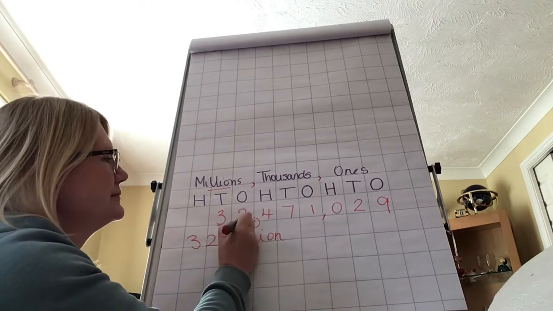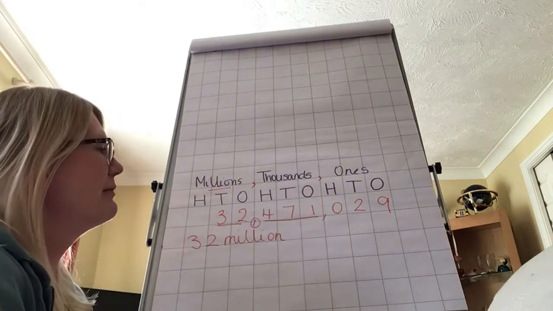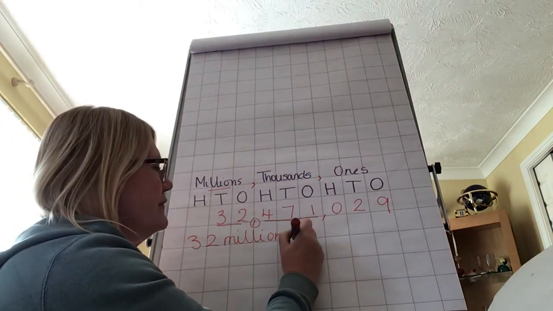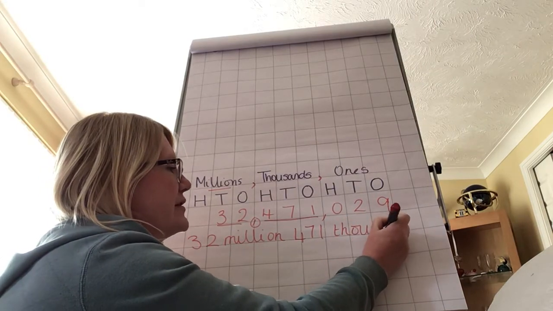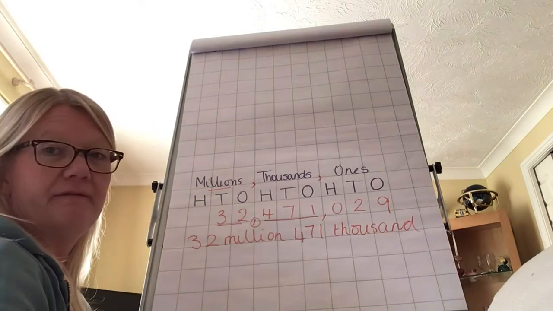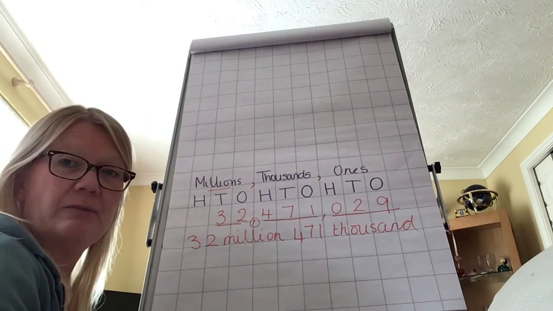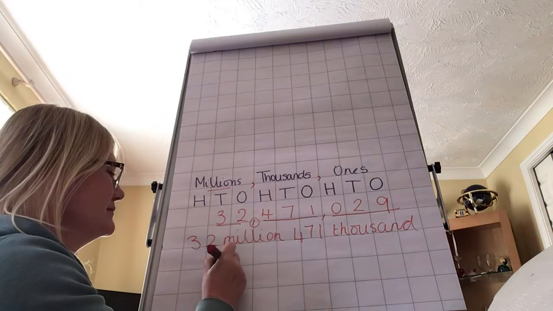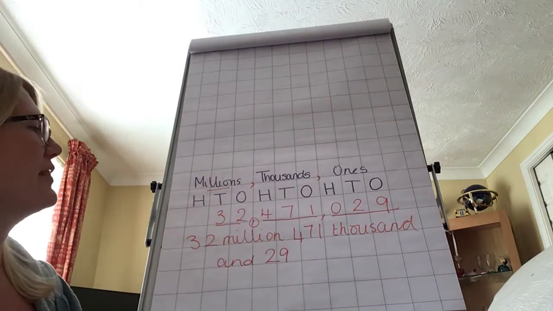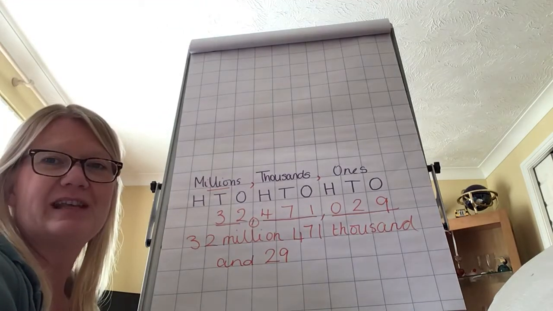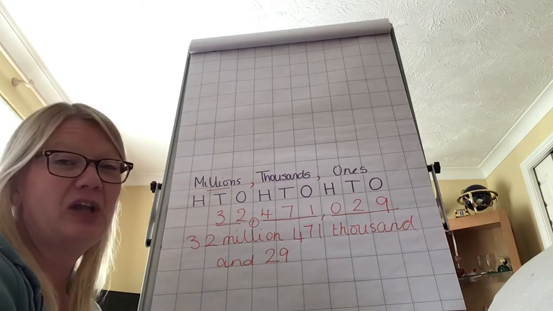Then we've got 471. And we're talking about thousands. So we would say 471,000. And finally, in our ones chunk, well, we've only got 29, we've got no hundreds. So we've got the number 32,471,029. You can all do that.